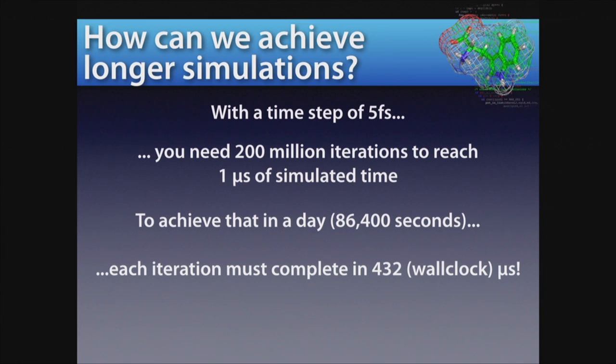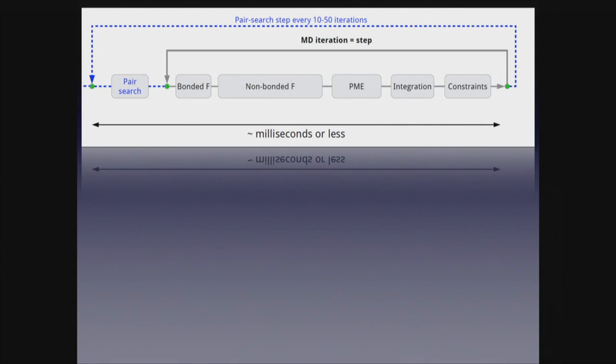Now, that is not completely hopeless. This is the advantage of a simple code. This is just our loop. We calculate how atoms are bonded to each other, and then I calculate interactions between all atoms that are close in space, and then I do a bit of lattice summation, and then I update my positions. And then I just repeat this over and over and over again.